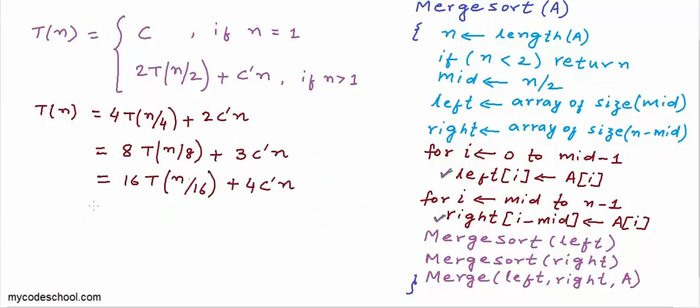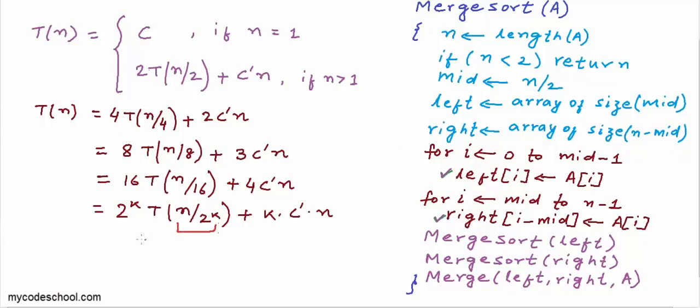And if I have to write this in the form of some generic k, this will be equal to 2 to the power k times T(n/2^k) plus k into c' into n. Now we want to reduce this in terms of T(1) because that is what we know.